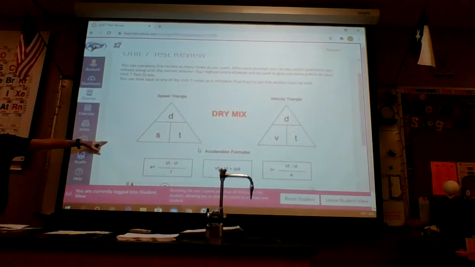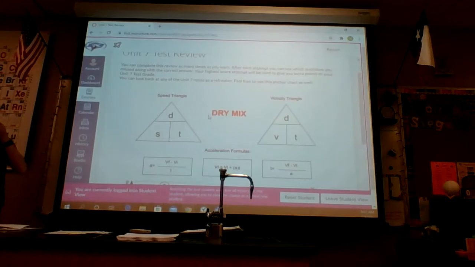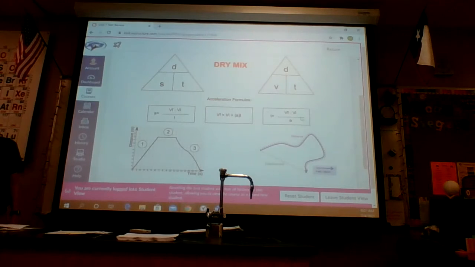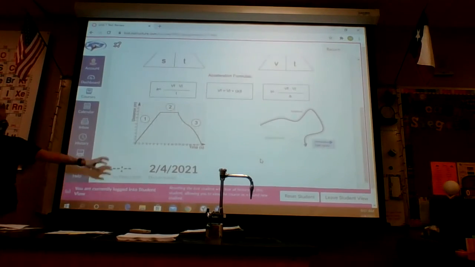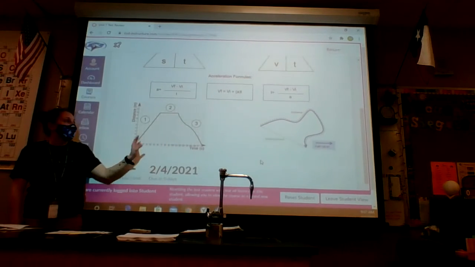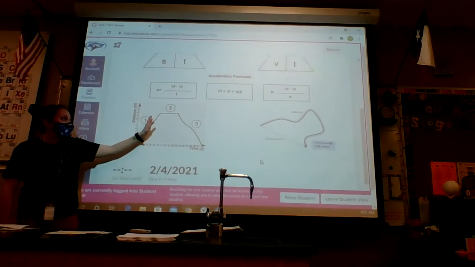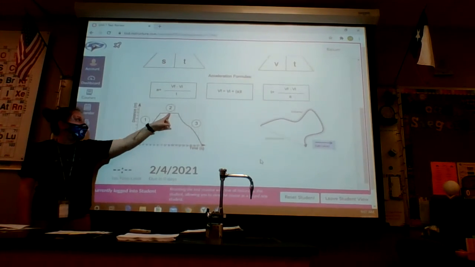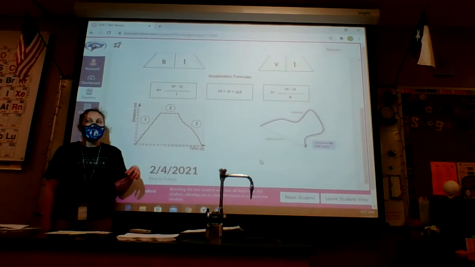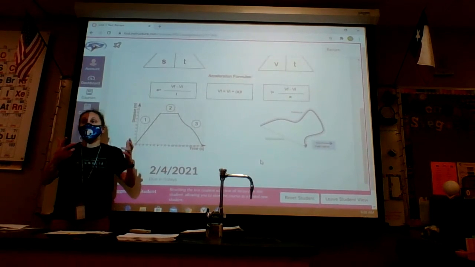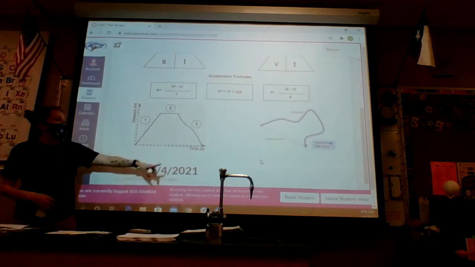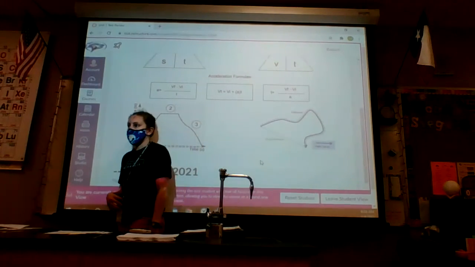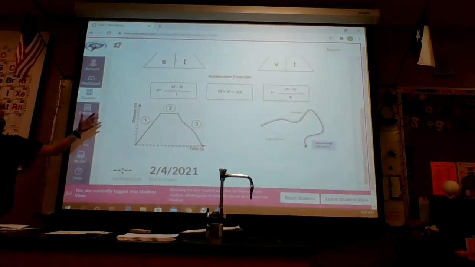So it has your speed triangle. It has your velocity triangle. I put DRY MIX on there to help you remember dependent and independent. There's all of your acceleration formulas. This doesn't tell you specifics about graphs, but it's a reminder about these graphs and what each line means. What would you say phase 1 is? Constant speed. What about phase 2? Rest. And what about 3? Deceleration. You know it's some form of acceleration because it's a curve. And then we have a little graphic here showing you the difference between distance and displacement. So you get to use that on this test review.